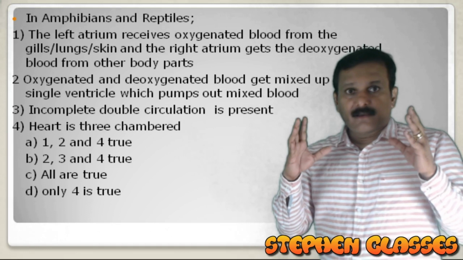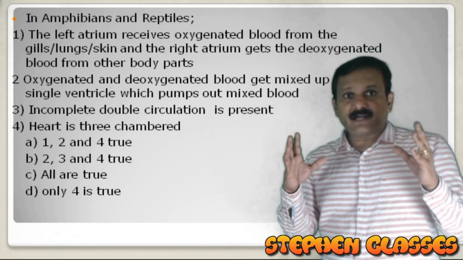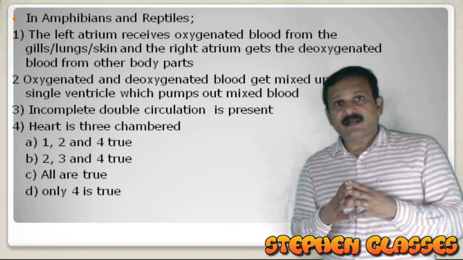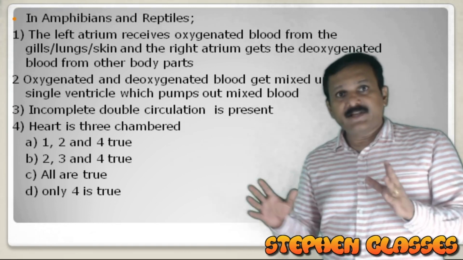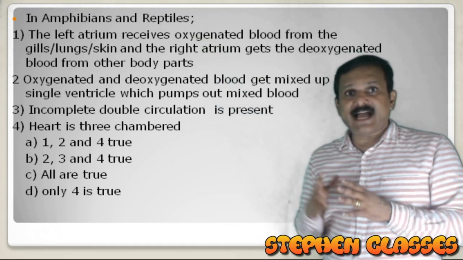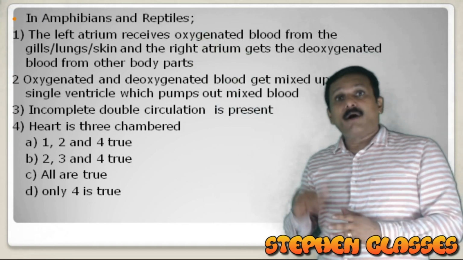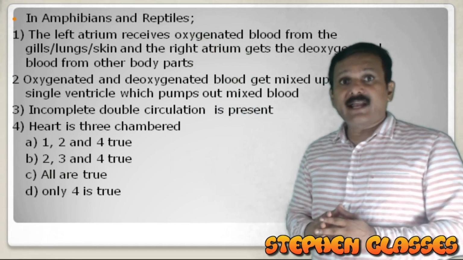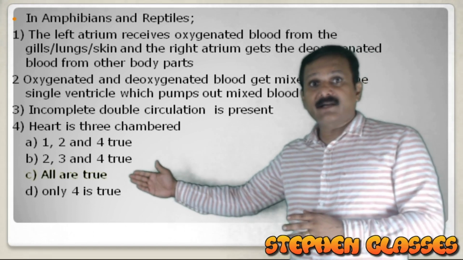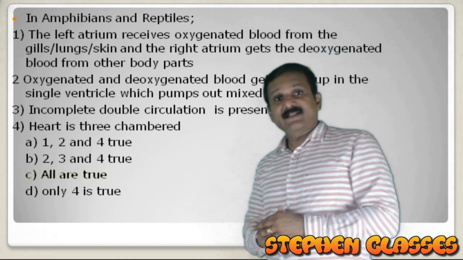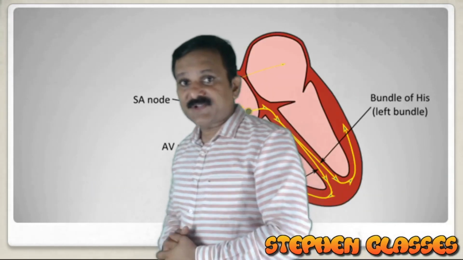Then we have the third statement. Incomplete double circulation is present. It is true for amphibians and reptiles. Heart is 3-chambered. That is also true. So here all the statements are true regarding amphibians and reptiles. So the correct answer will be option C. Okay, we move to our next question.